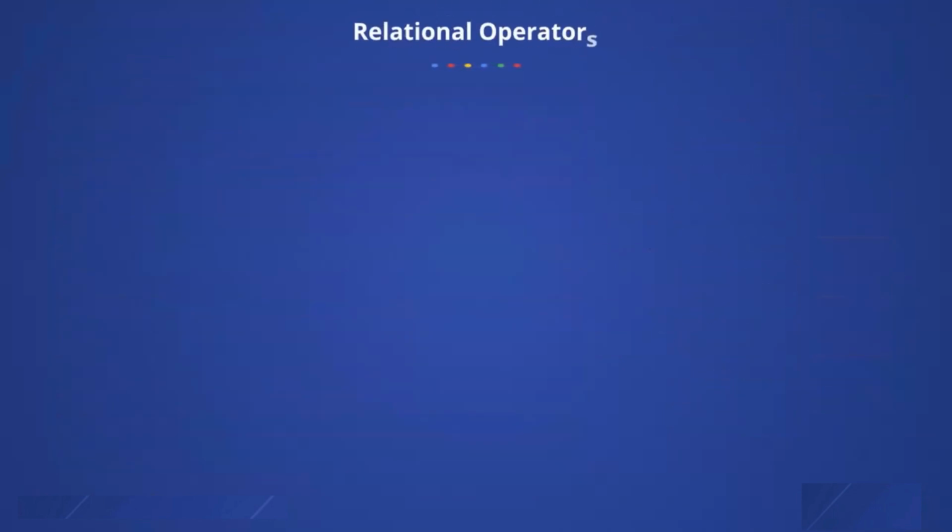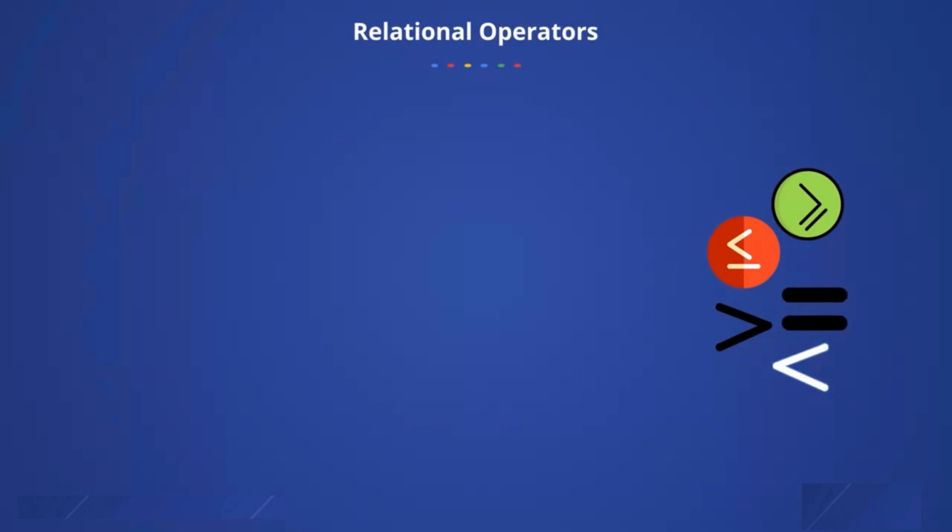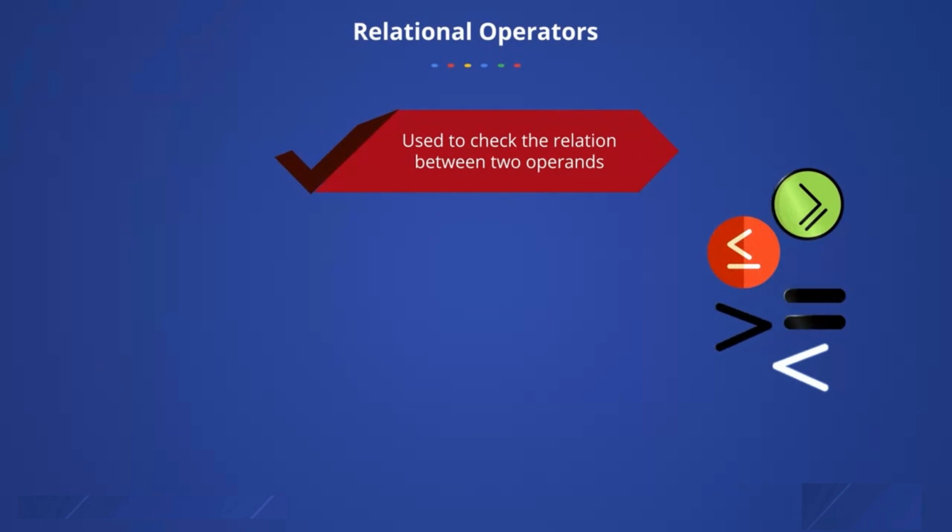Now, what are relational operators? Any operator that is used to check if there is a relation between two operands, or to see whether you can establish any relation through a comparison. Sometimes a relational operator is also called a comparison operator. Let's say A greater than B. You are checking is A value greater than B.